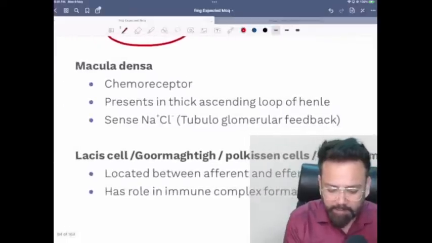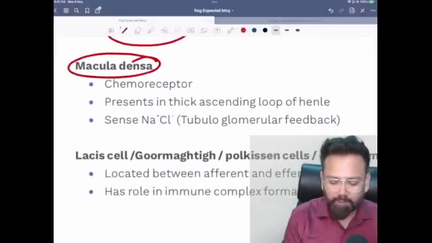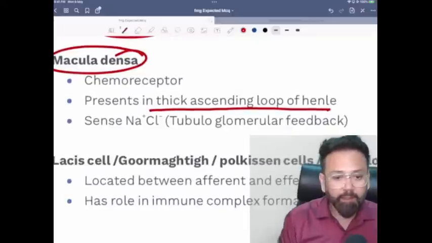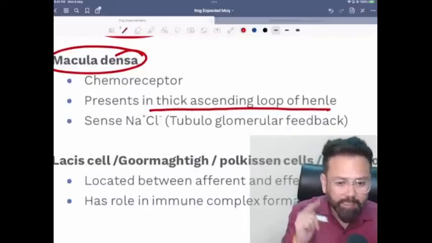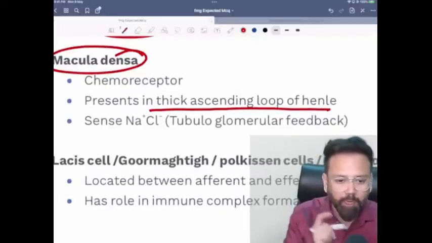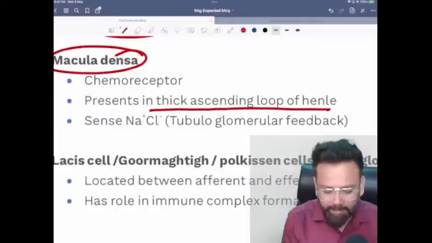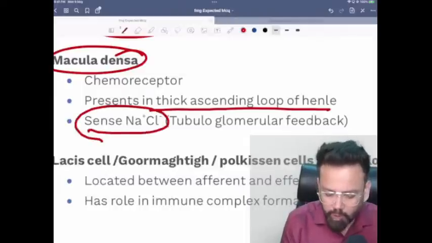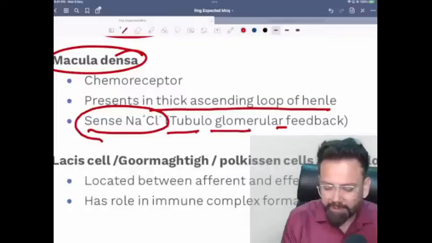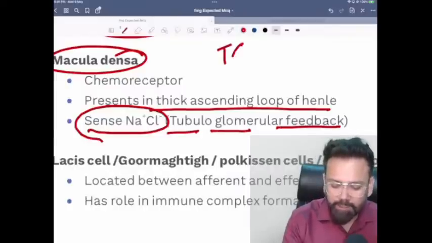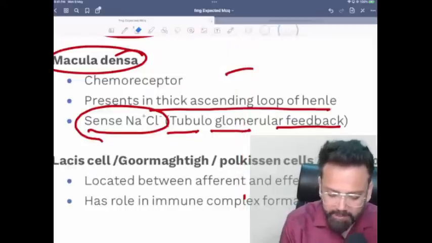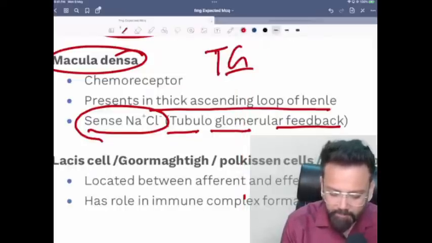Second component is macula densa. It is present in the thick ascending loop of Henle. And what does it sense? It senses sodium, chloride, or both. It senses sodium as well as chloride. This is called tubuloglomerular feedback mechanism. It is called TGF, not KGF. Remember, it is not KGF, it is TGF, okay?